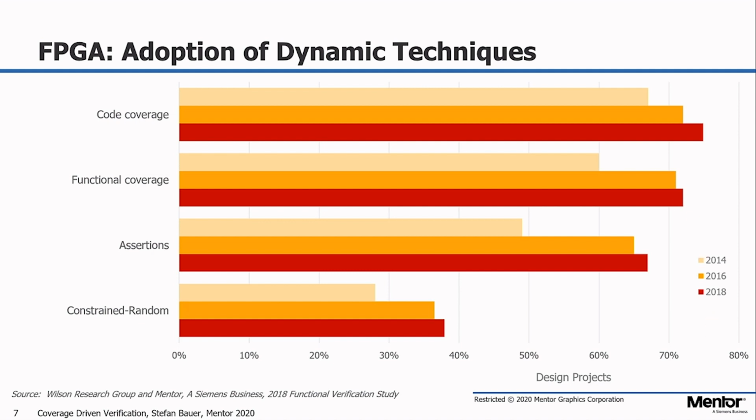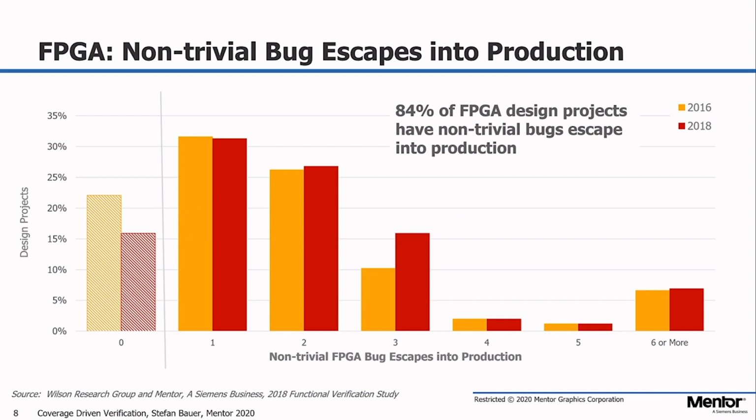But what do these numbers show us? I would assume that the quality of FPGA projects is increasing year over year. Or in other words, I would assume that fewer bugs are found after code freeze. Luckily, the Wilson Research Group asked the FPGA participants how many non-trivial bugs escaped into production. The results shown here are somewhat disturbing. In 2018, only 16%, what you see here, of all FPGA projects were able to achieve no bug escapes into production.